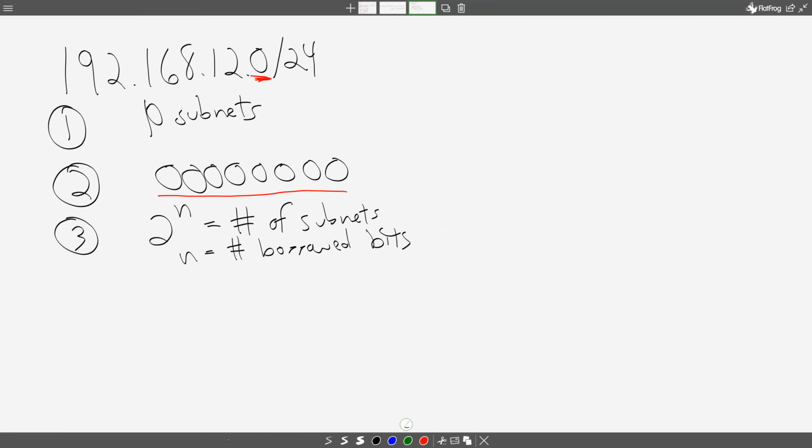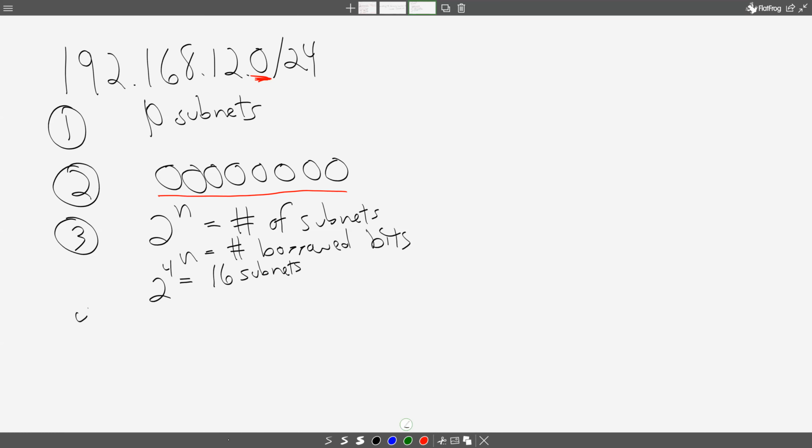So to get the number of subnets, how many bits will I need to borrow to get at least 10 subnets? What power will I have to raise 2 to? 4 bits. What's 2 to the 4th? 16. So you're going to end up with 16 subnets. Okay.